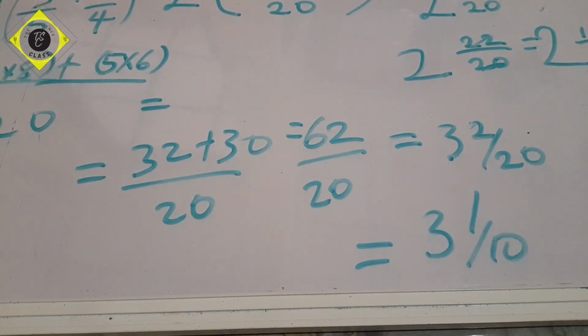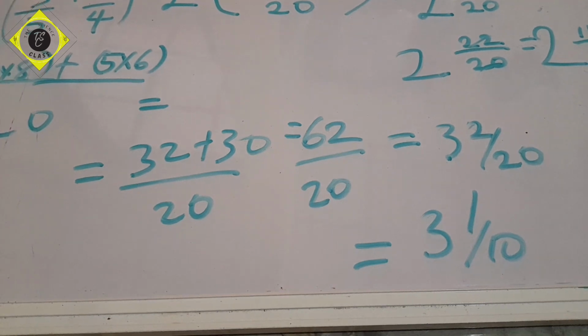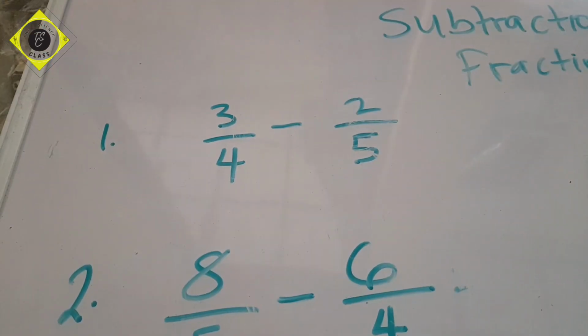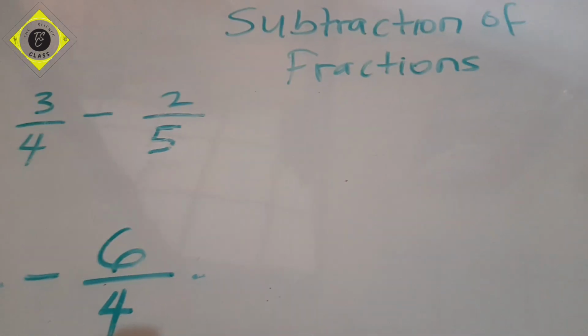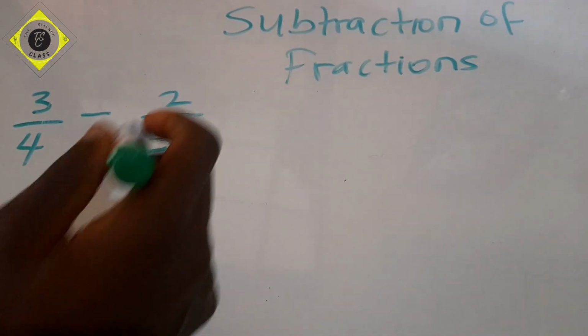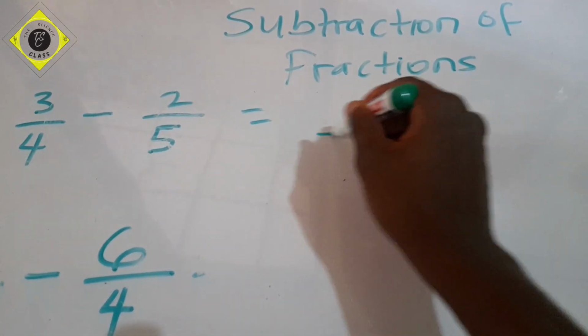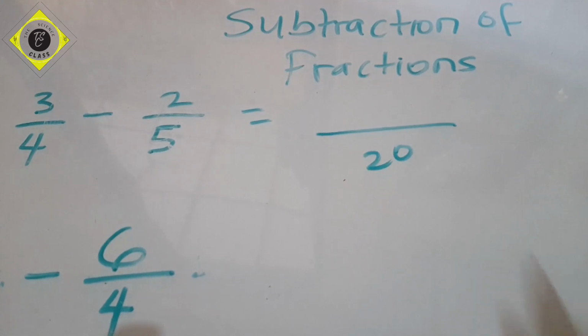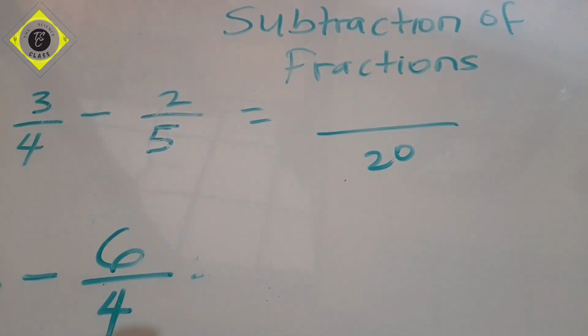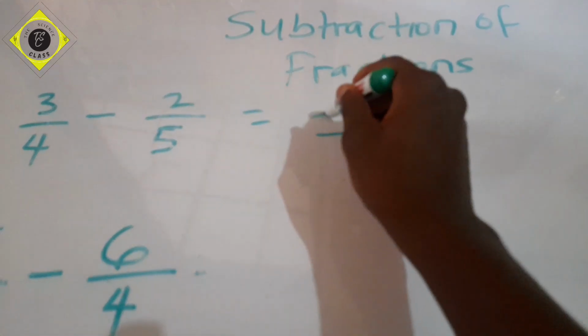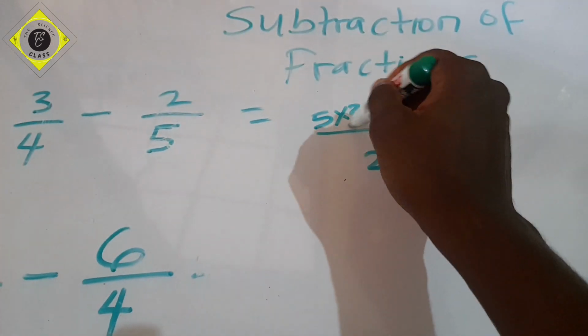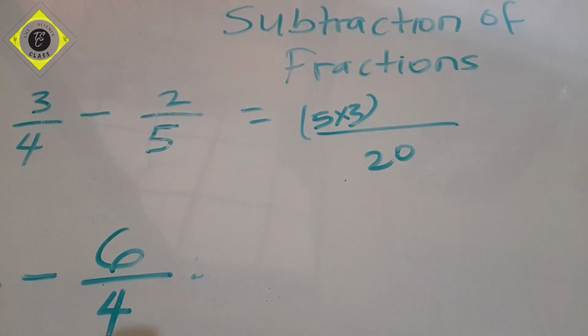So let us quickly go to subtraction of fractions now. First example is 3 over 4 minus 2 over 5. So we're going to have the LCM of 4 and 5, which is 20. 20 will be the denominator. 20 divided by 4 is going to give us 5. 5 times 3 is going to give us 15. Then 20 divided by 5 is going to give us 4.